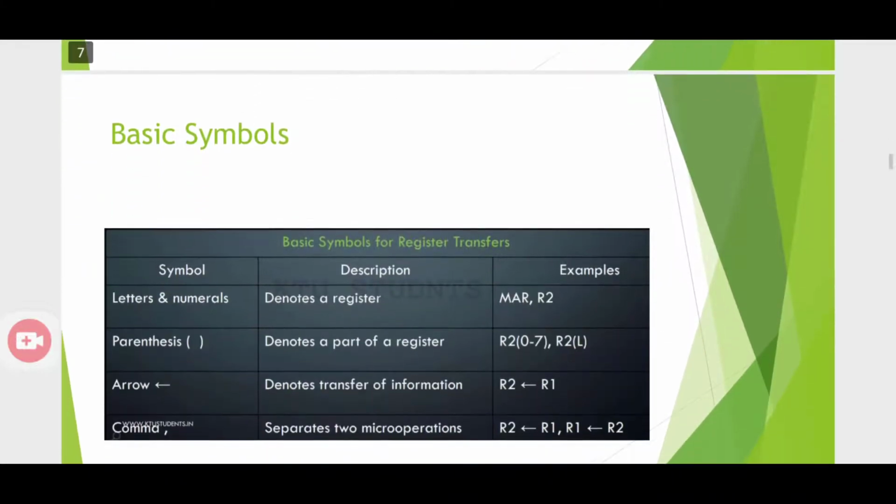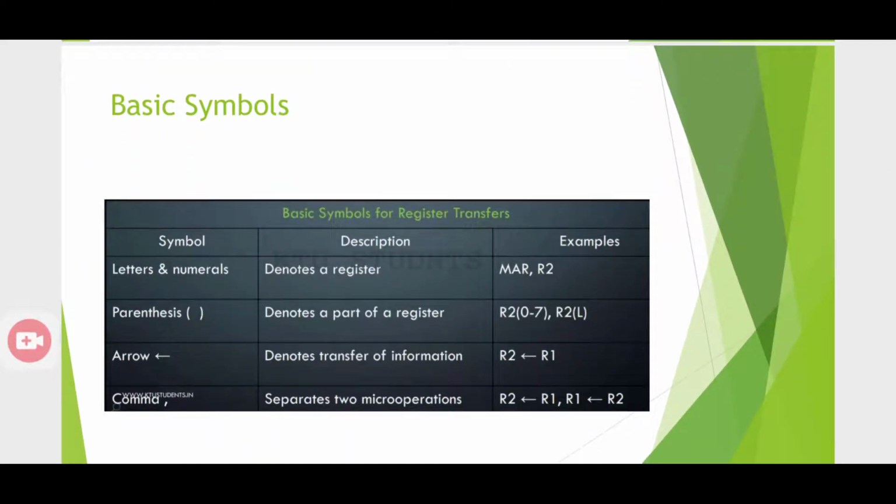So the basic symbols used in the interregister transfer: we can use letters and numerals to denote the registers R1, R2, MAR, etc. And we can use parentheses, which denote part of a register. R2 (0 to 7) means the first 8 bits of R2. R2 of L means the lower part of the register R2. That means parentheses are used to represent a part of a register.